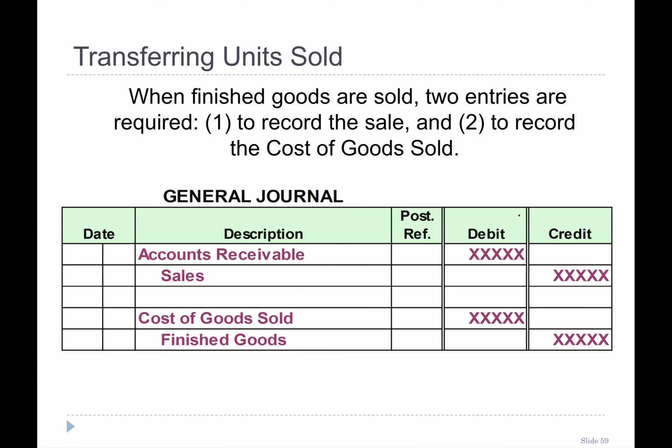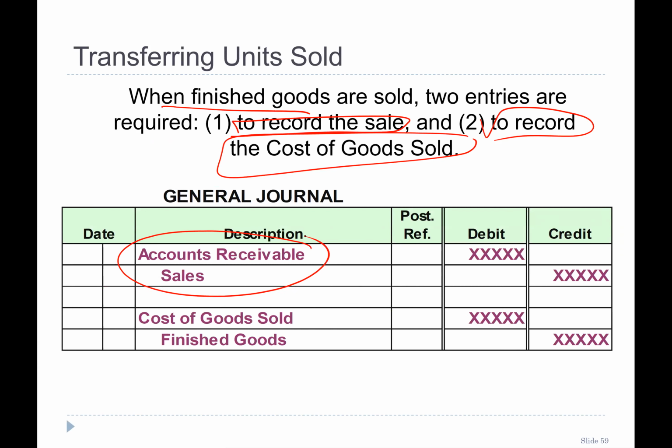So when you transfer the units, when a sale happens, it generates two entries. Number one, you record the sales, and then you record cost of goods sold. Number one, when finished goods are sold, it generates sales. Cash to sales or accounts receivable to sales. If on credit, then accounts receivable to sales. If on cash, then cash to sales.